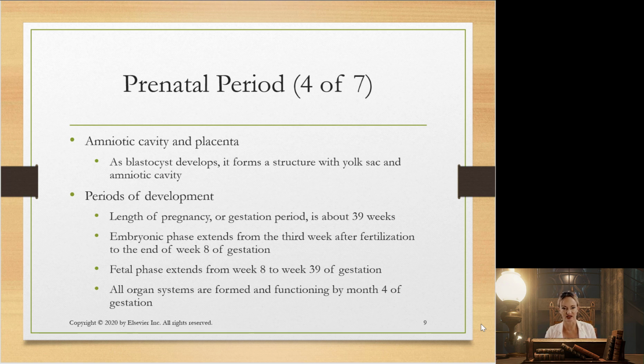Now the length of pregnancy, or gestation period, is about 39 weeks. The embryonic phase extends from the 3rd week after fertilization to the end of week 8 of gestation. Then the fetal phase extends from week 8 to week 39 of gestation. All organ systems are formed and functioning by month 4 of gestation.